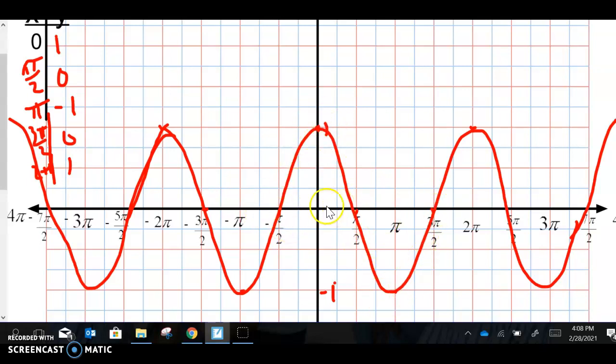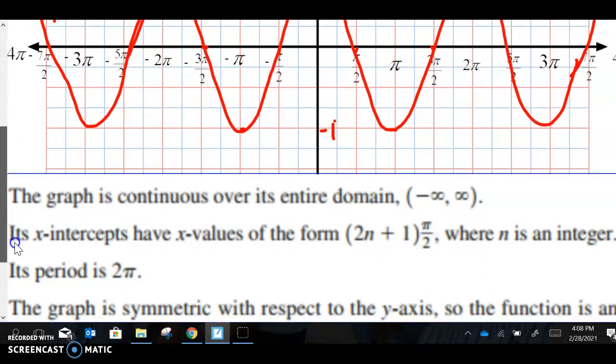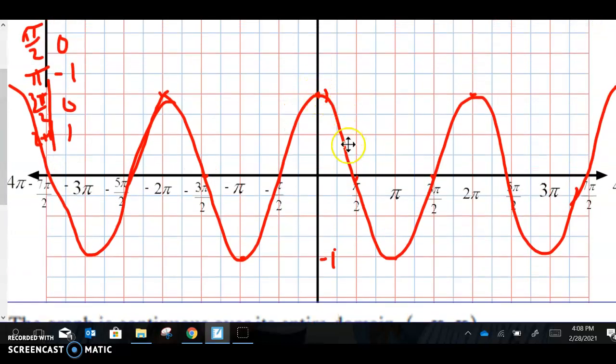It's just shifted over. We start at 0, 1, and then we still toggle through 1, 0, negative 1, 0, 1, 0, negative 1, 0. We just started at a different spot. Okay, so notice same domain, all real numbers. The x-intercepts are different. They're at the odd pi over 2s. That's where you're going to cross the x-axis. The period is still 2 pi. It takes 2 pi to complete one cycle.